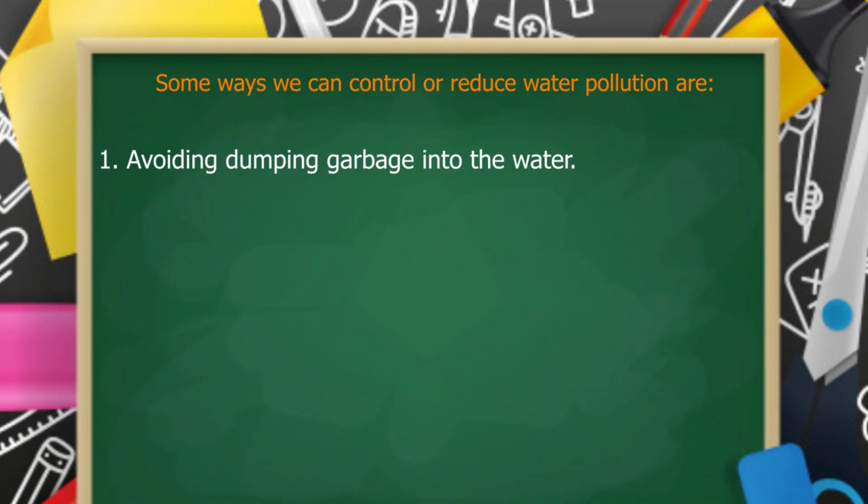Some ways how we can help to control or avoid water pollution. One, you and I, we can avoid dumping garbage in water. We can have a garbage disposal bin and we can drop them in there.